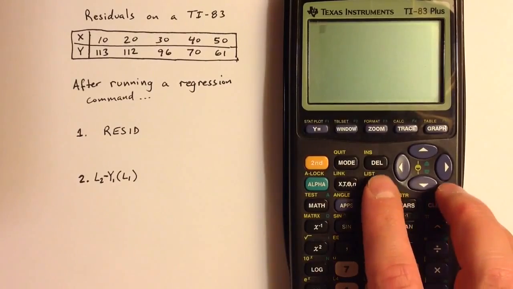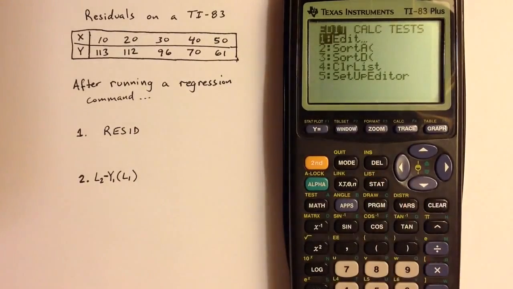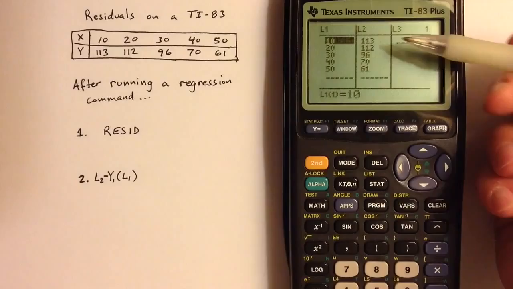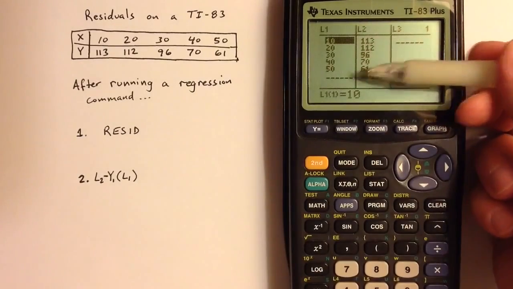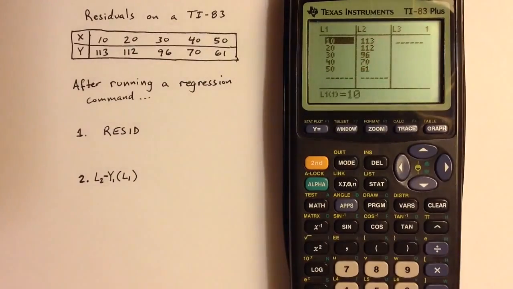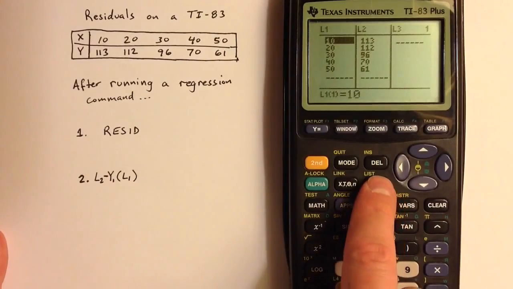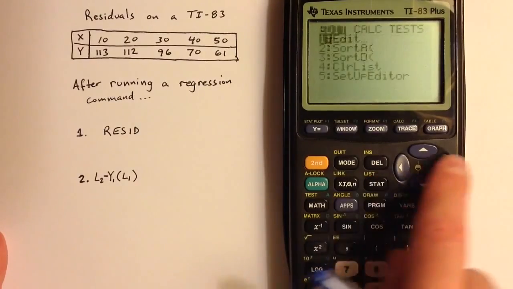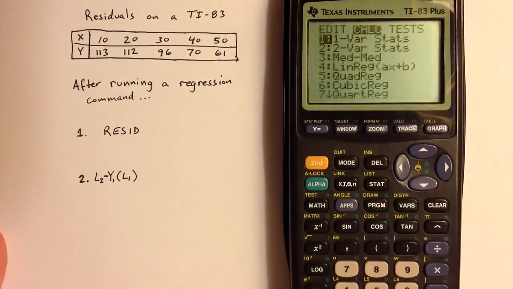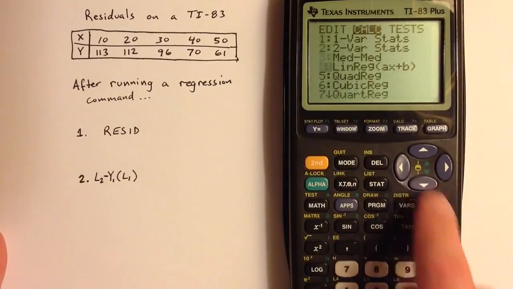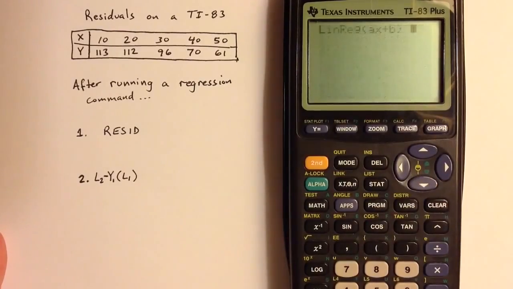To enter the data, of course, we can go to the Stat key and choose the Edit menu, and then I can enter the X values in list 1 and the Y values in list 2. The regression we're going to do is a linear regression, so again, pressing the Stat key and going over to the Calc tab, option 4 is linear regression. And if I run the regression command, list 1 is the default for X and list 2 is the default for Y.